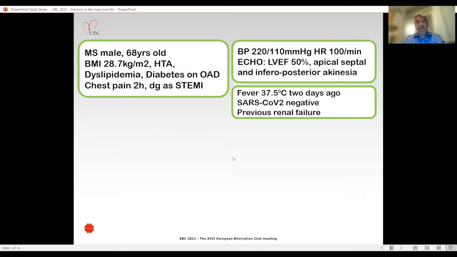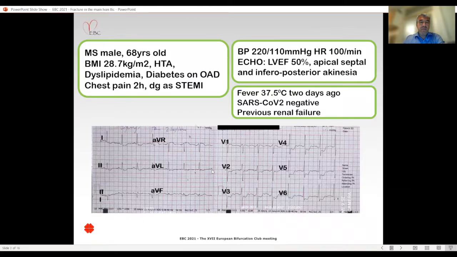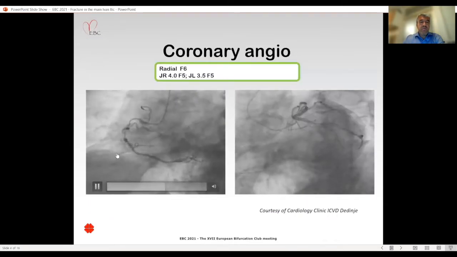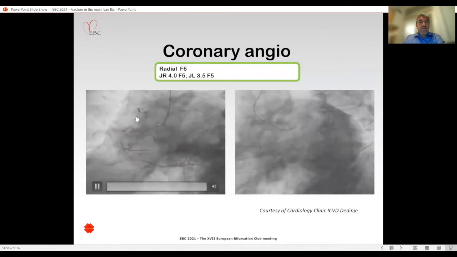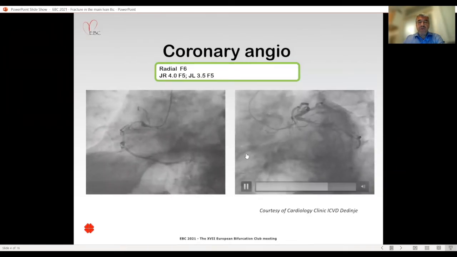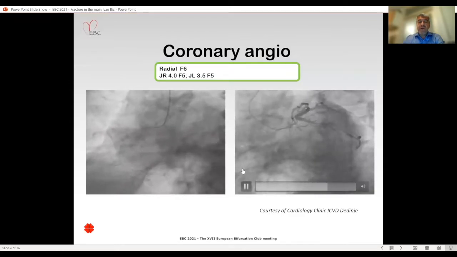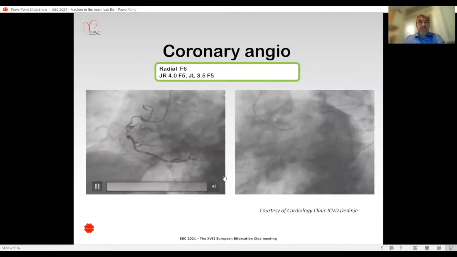He had a fever 2 days ago, but he tested negative for COVID-19, and he stated that he had previous renal failure. On ECG, you can notice an ST elevation in aVR lead, but also a striking ST depression in D1 and precordial leads. On initial angiography, there's a long calcified lesion in the proximal and mid segment of the right coronary artery, but you can appreciate a critical lesion in the left main stem of the left coronary artery.